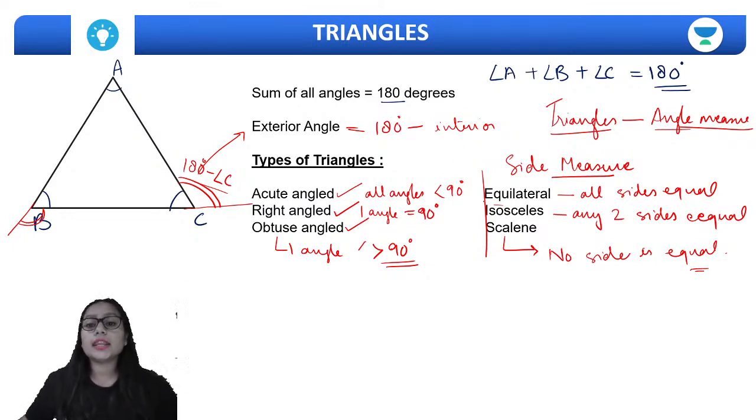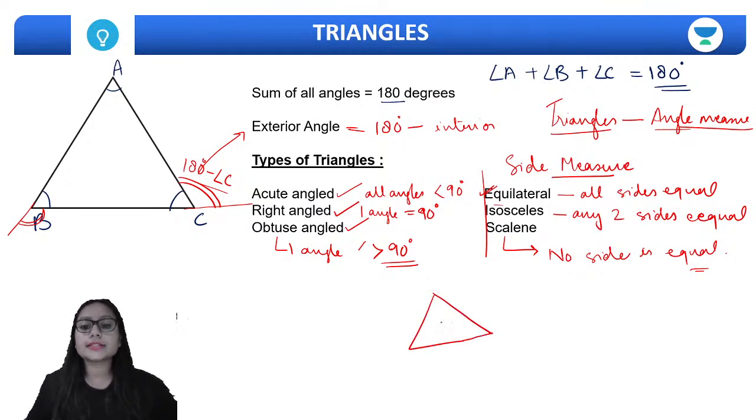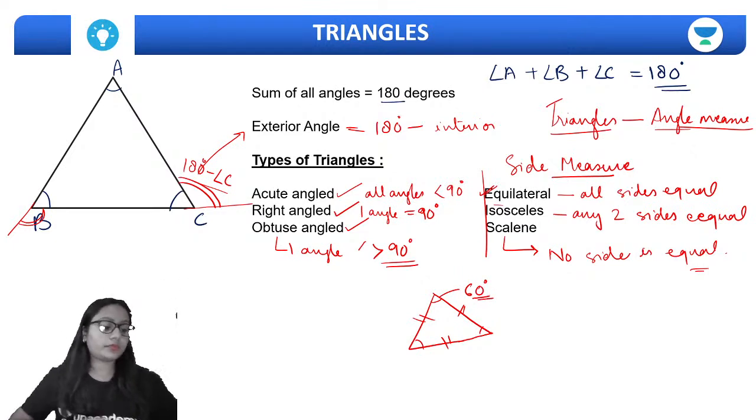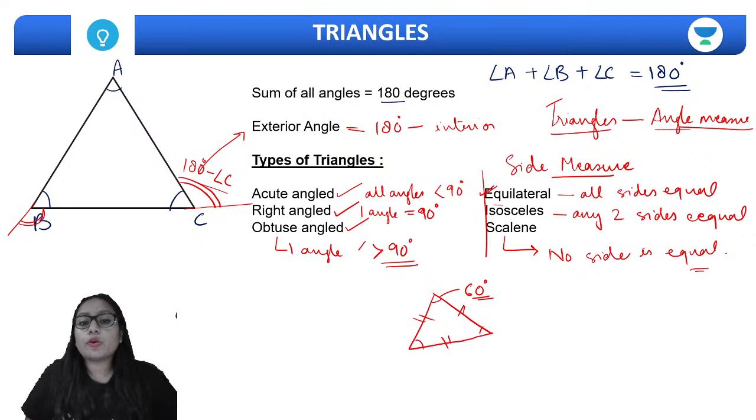Now in an equilateral triangle, since all the sides are equal, this means all the angles of the triangle are also equal, and all the angles of the triangle are equal to 60 degrees. Okay, I hope this concept of different types of triangles is clear. If there is any question in your mind, please feel free to ask.